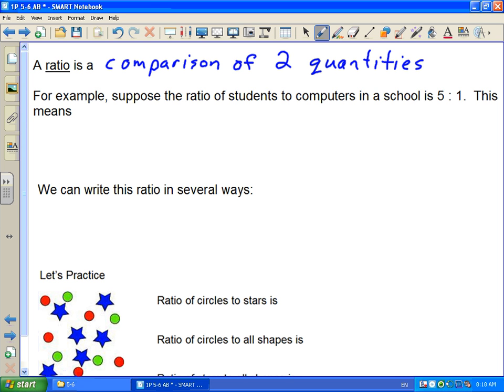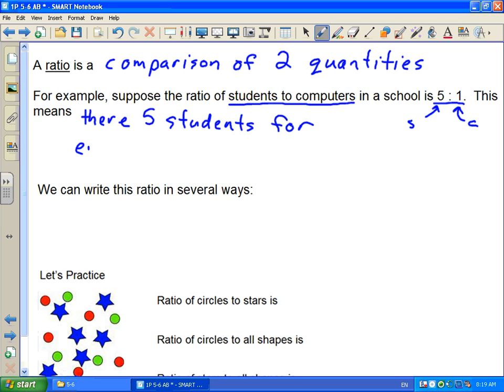So here's an example. Suppose the ratio of students to computers in a school is 5:1. This right here is our ratio. And we have to think about what the 5 represents and what the 1 represents. Well, the 5, if the ratio is students to computers, this is going to be our students. This is our number of computers. So this means that there are 5 students for every 1 computer in the school.